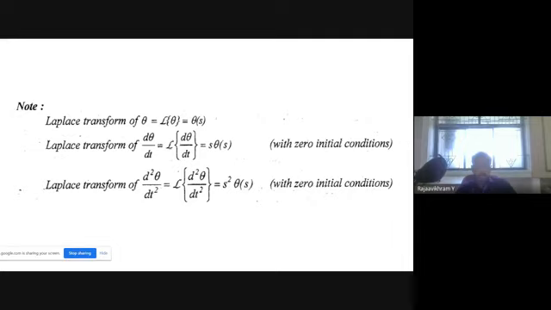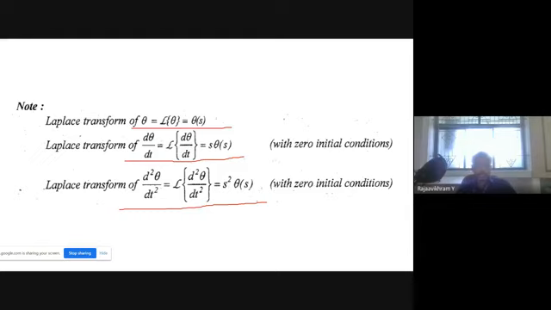So see the Laplace transform. Previously we considered the x. Here we are considering theta. So it's showing the angular displacement and how to take the Laplace transform for the first order derivative and the Laplace transform for the second order derivative. That is s square theta of s.